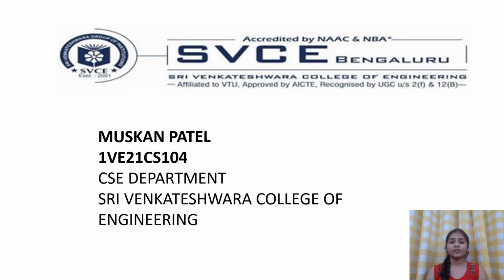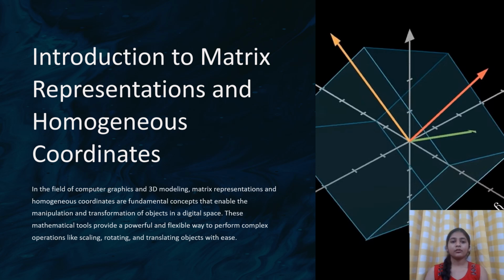My topic of today's presentation is Introduction to Matrix Representation and Homogeneous Coordinates. In the field of computer graphics and 3D modeling, matrix representation and homogeneous coordinates are fundamental concepts that enable the manipulation and transformation of objects in the digital space. These mathematical tools provide powerful flexibility to perform complex operations like scaling, rotating, and translating objects with ease.